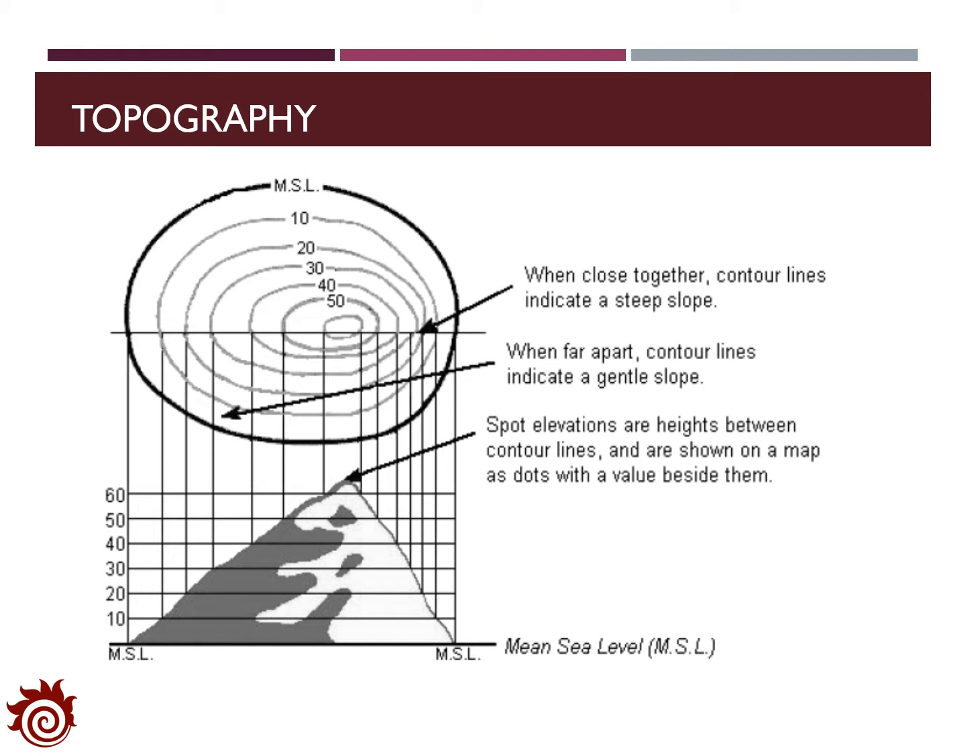Basically, if we find that the contour lines are close to each other, then the slope in that region will be steeper. If the contour lines are far apart, then the slope will be gentler. In addition, the spot elevations in the map are heights between the contour lines, and they are usually shown in the map as dots with values around them.